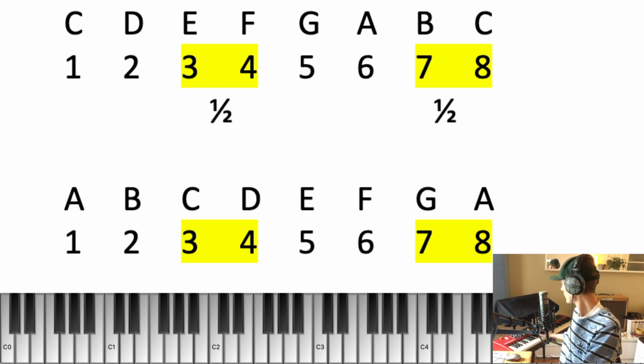Okay, let's check. From A to B, whole step, perfect. B to C. Okay, now we have a problem again, which means we need to raise the C by a half step. That makes it C sharp. So C sharp to D now. That's a half step, that's good. Okay, D to E. That's a whole step, that's good too.